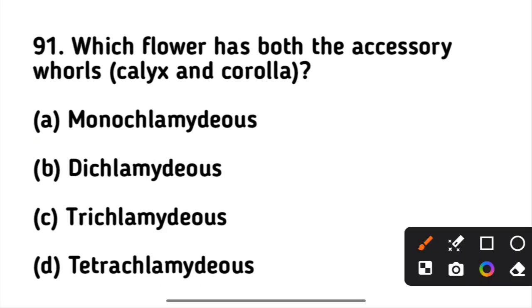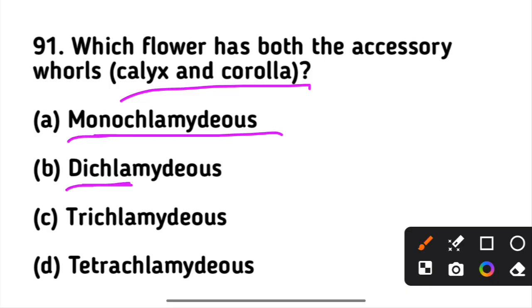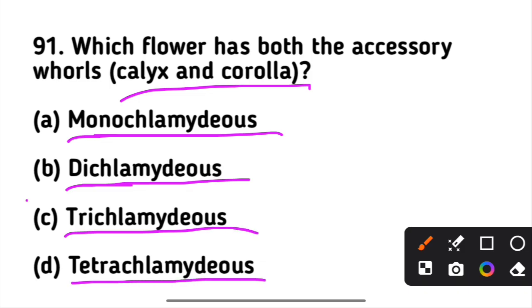Next, which flower has both the accessory hoods, calyx and corolla? Options are monoclamydeous, diclamydeous, triclamydeous, tetraclamydeous. Option B is correct, diclamydeous.